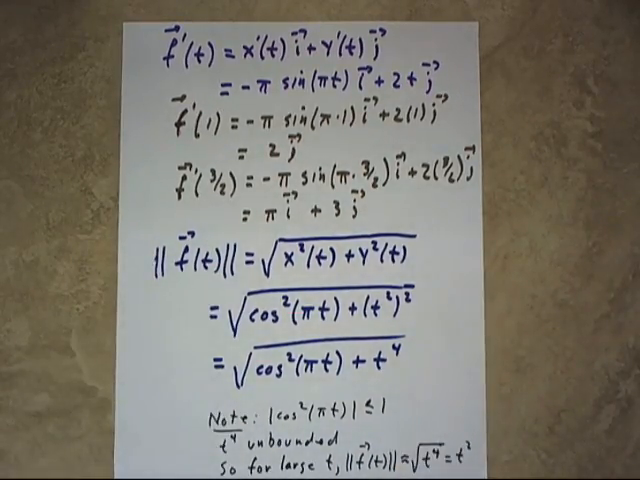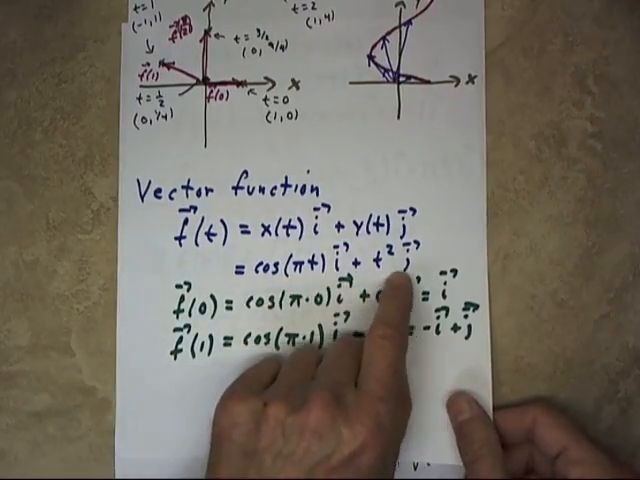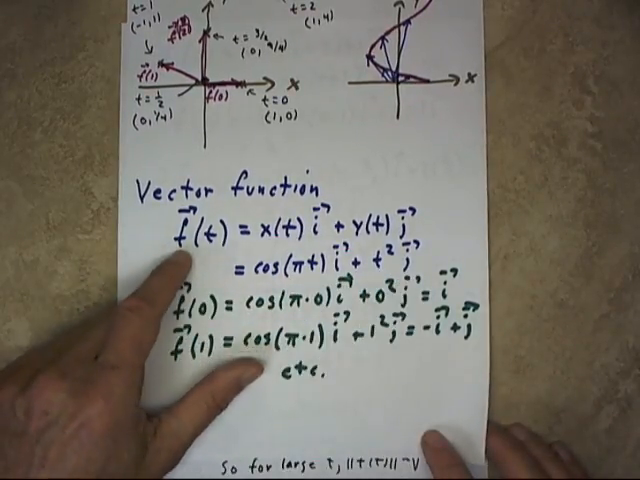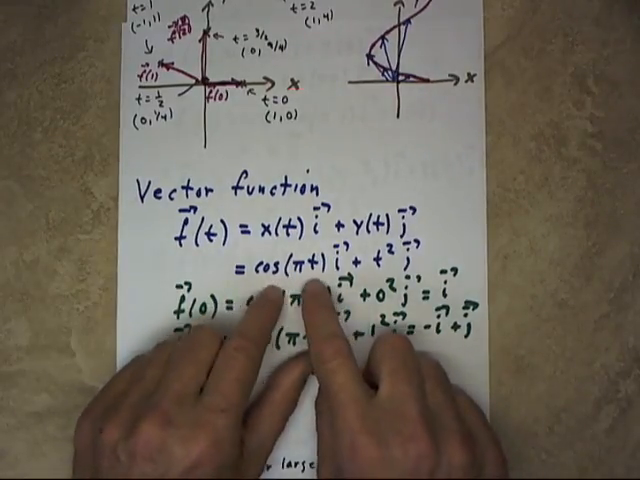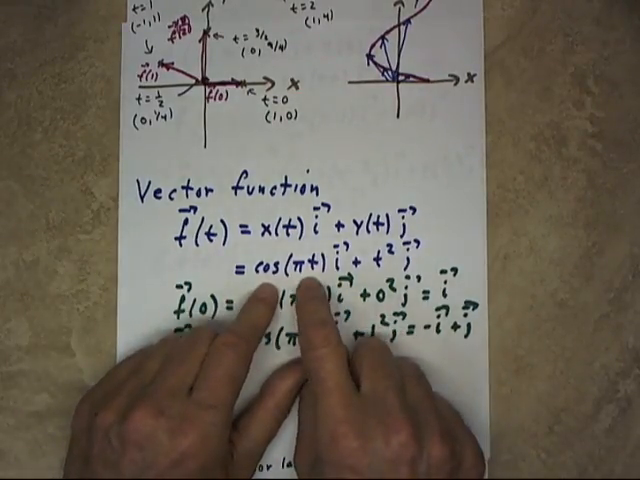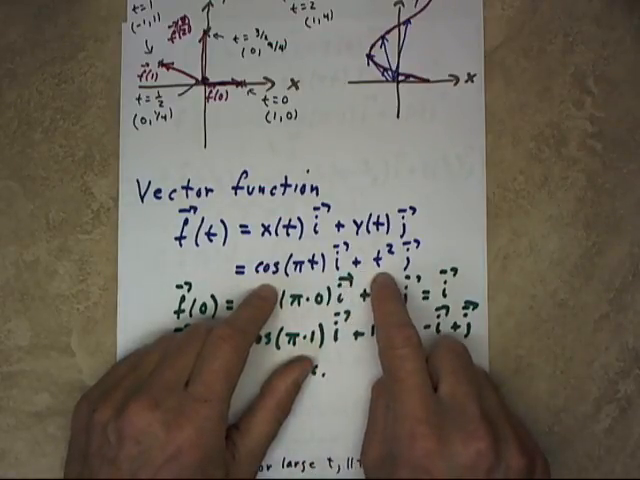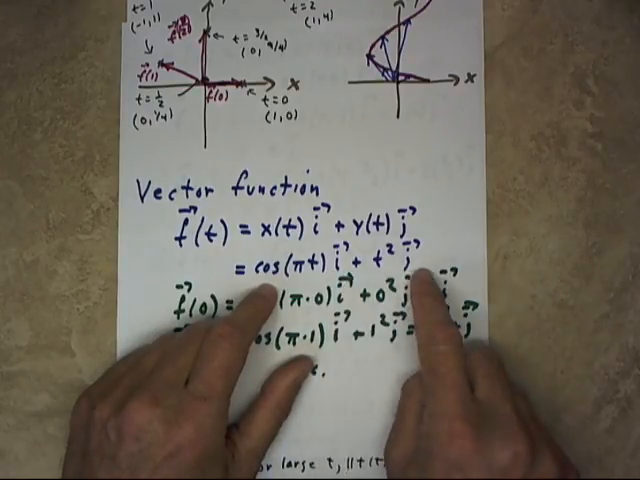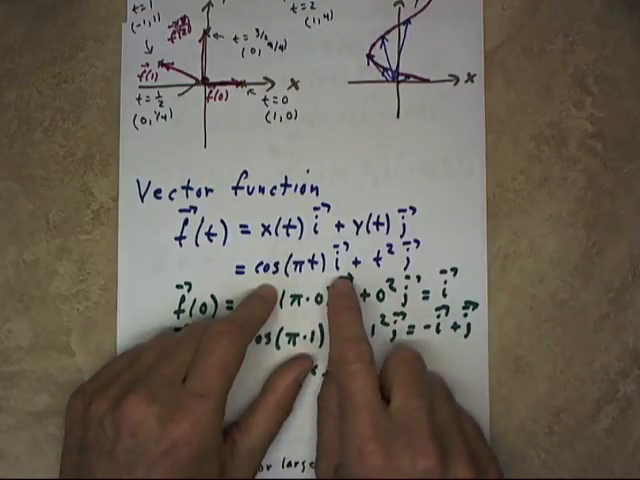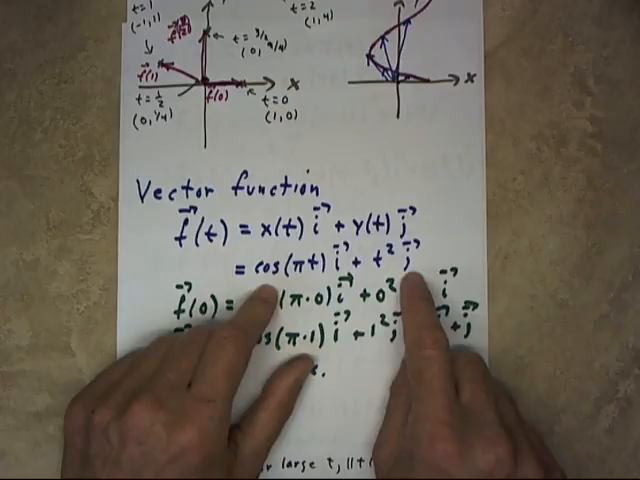Now, let's take another quick look at our vector function. It's cosine pi t i plus t squared j. What would the derivative with respect to t of our vector function be? Well, the simplest and most logical answer is it would be the derivative of cosine pi t multiplied by i plus the derivative of t squared multiplied by j. After all, i and j are constant vectors. Taking a derivative, it turns out we can treat them simply as constants with respect to differentiation.